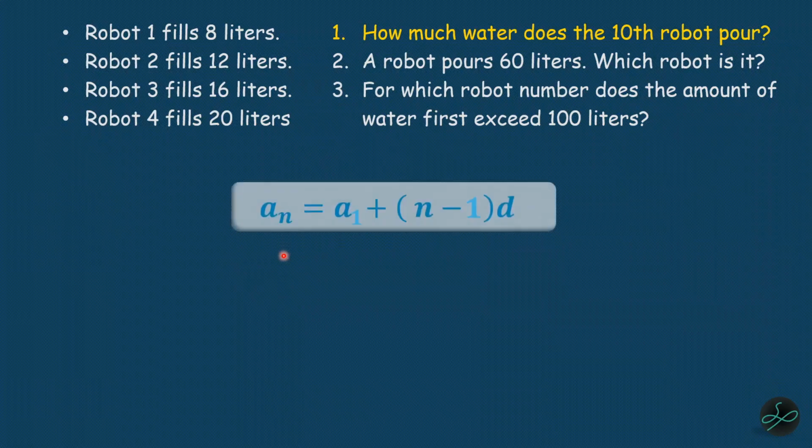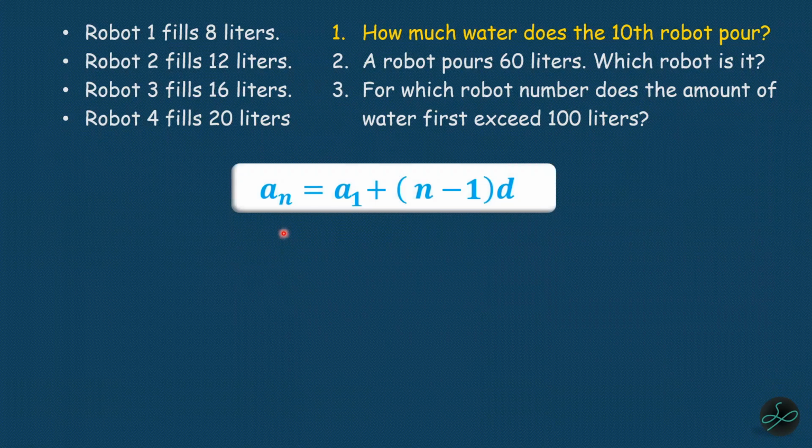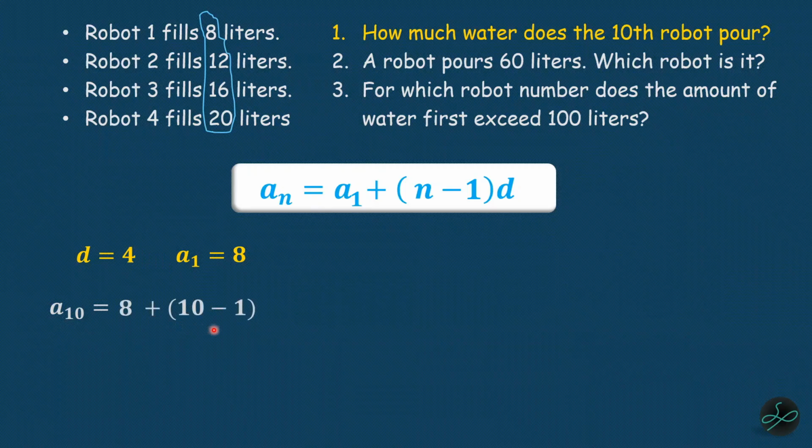Remembering the formula, which values are ready for us here? If we look at the given information, we can easily tell that the common difference in the sequence is 4. Considering robot 1 amount as the first term, that gives us a sub 1 of 8. So we have a sub 1 and the common difference. And in the first question, we are asked the quantity the 10th robot pours. We are asked for the 10th term in the sequence. So a sub 10 equals 8 plus the quantity of 10 minus 1, multiplied by 4. So the 10th robot pours 44 liters.